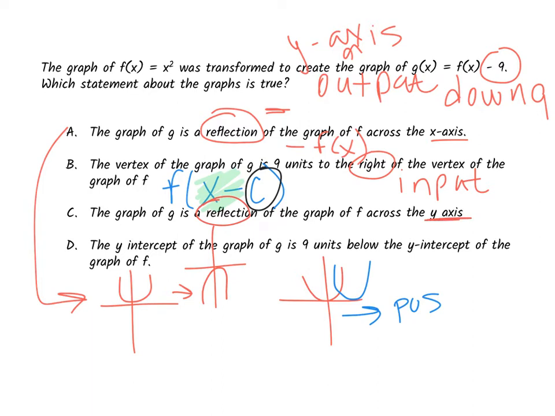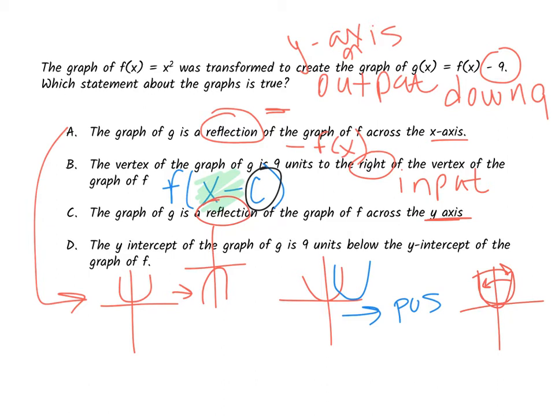That's output, which means it's going to look exactly the same, because this one's going to go over here and this is going to go over here. And because a parabola has an axis of symmetry, if you reflect the parent function about the y-axis, it's going to look exactly the same as the parent function.